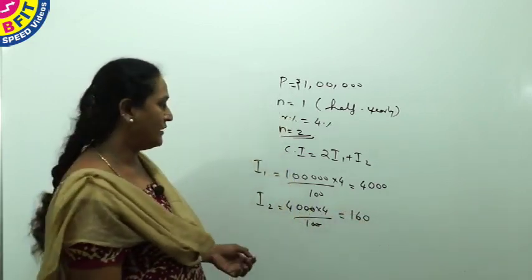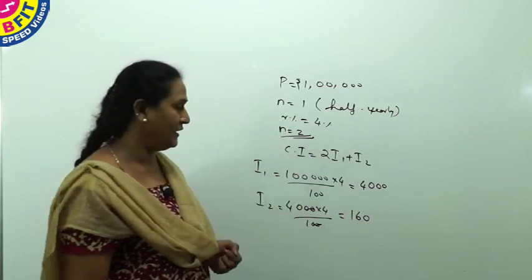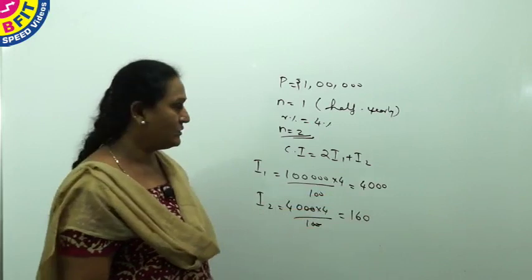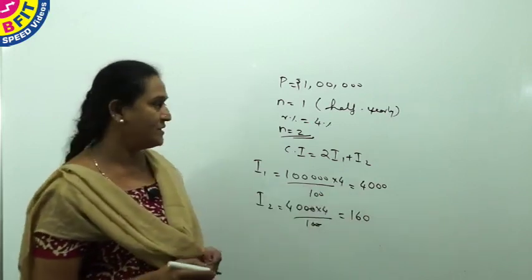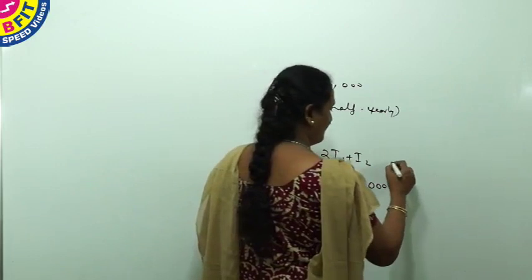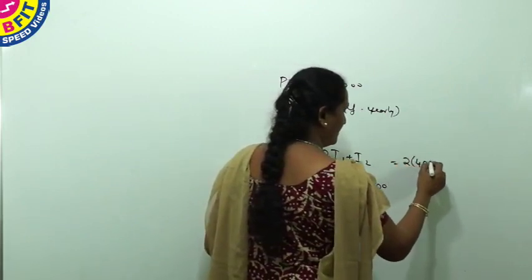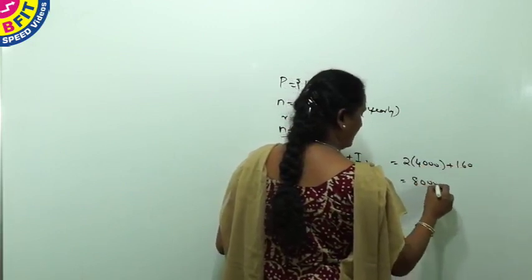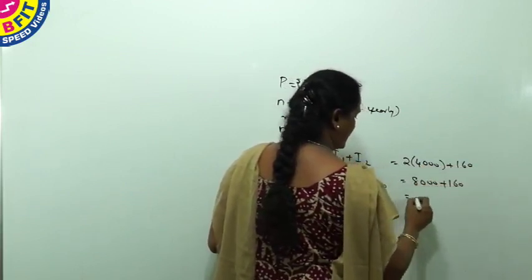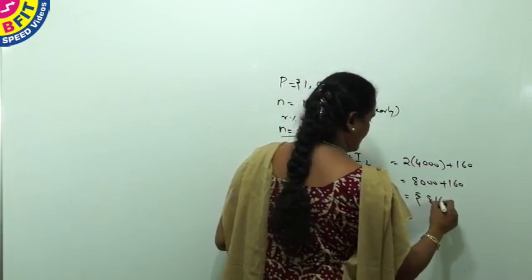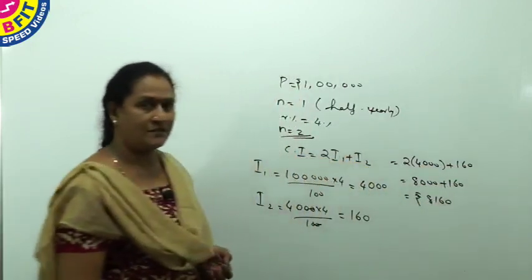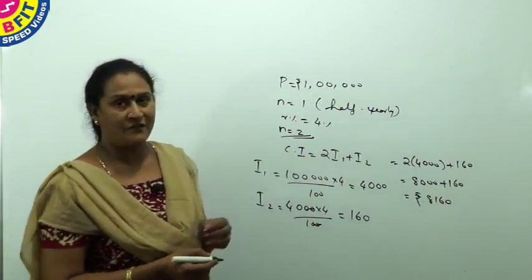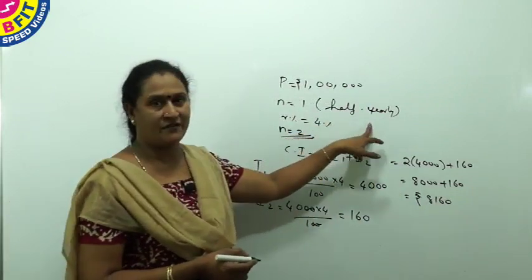Now what is the compound interest for 1 year calculated half yearly? We will double this 4,000, so that is 8,000 plus 160. So the answer is 8,160. It is equal to 2 into 4,000 plus 160, so it is 8,000 plus 160. So the interest is 8,160.